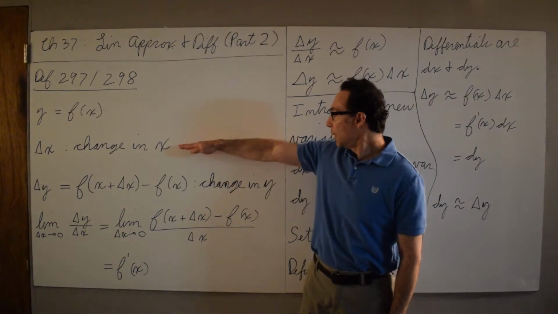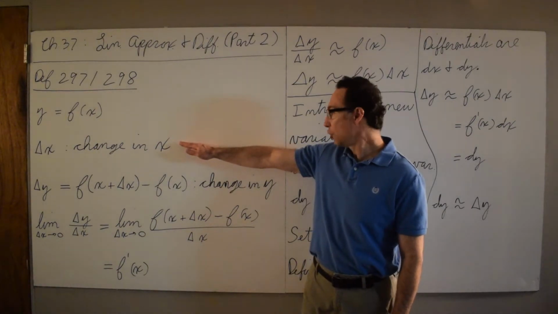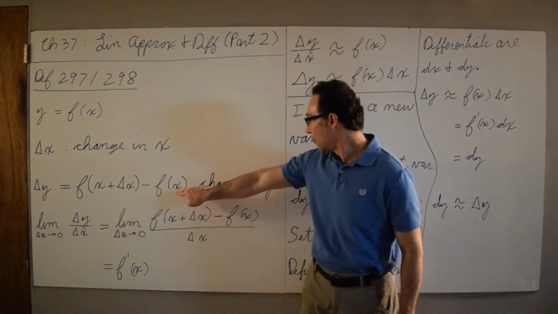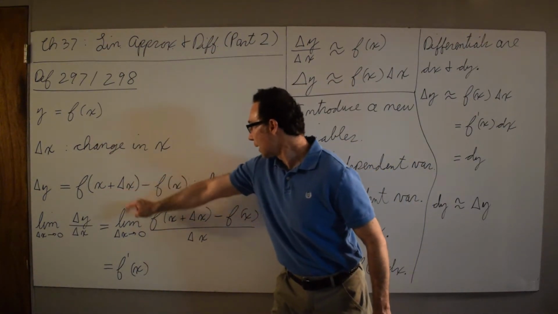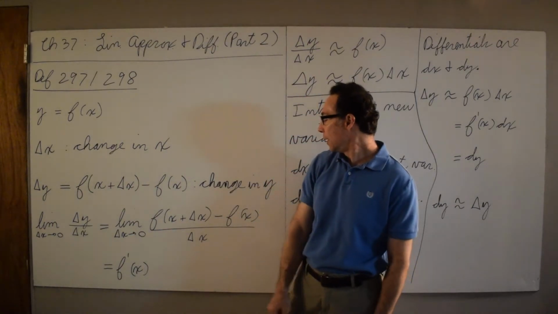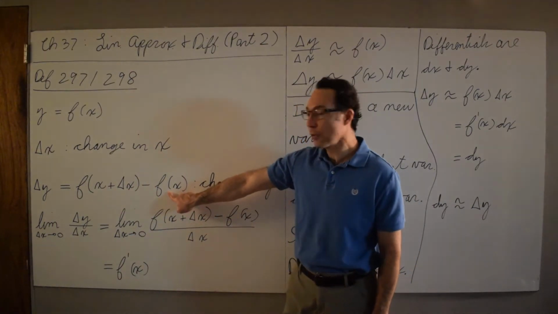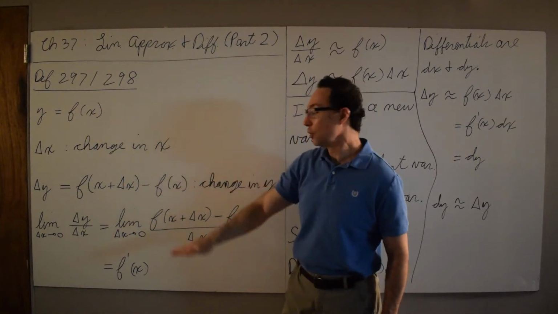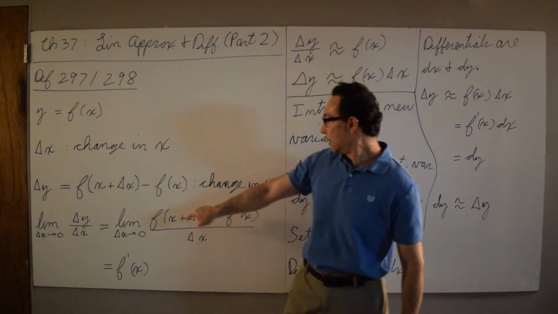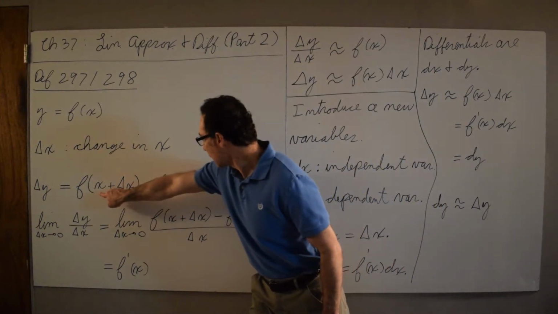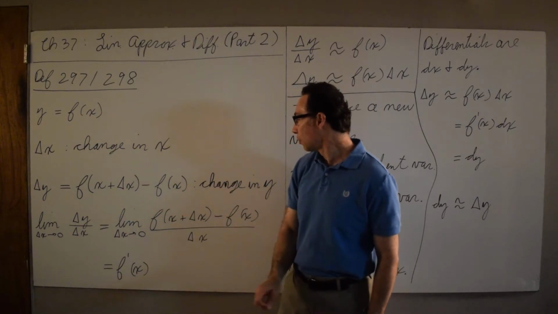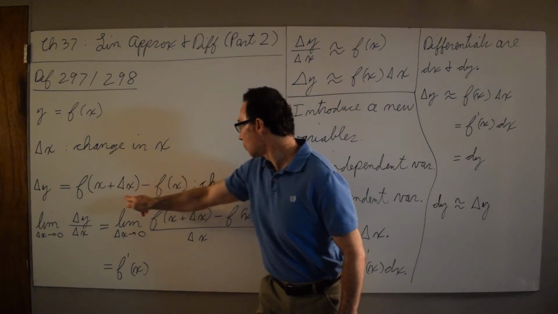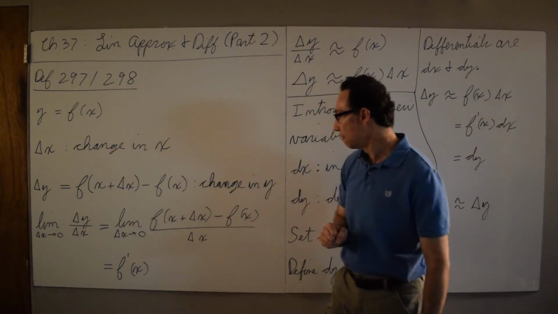Now, with that change in x comes a corresponding change in y that we call delta y. As x changes from x to x plus delta x, what happens to y? It changes from f of x to f of x plus delta x. And so this difference is the change. So again, x changes from x to x plus delta x, the y variable changes from f of x to f of x plus delta x, and we subtract these two to get the difference.